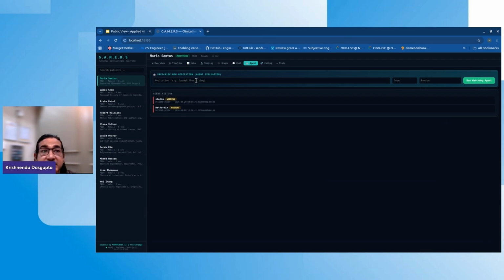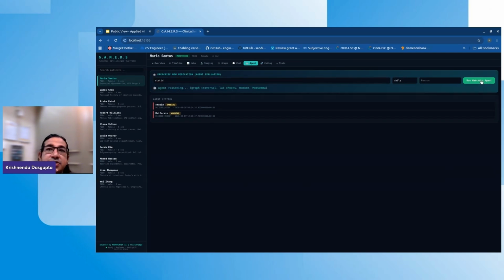So in the agent, let's say I ask whether the person can take statin daily. I have already tried this on the agent history. So over here, the agent is trying to reason through different graph traversals, through lab checks, RxNorm, and then it's trying to find out whether statin can be prescribed to the patient or not. But then again, whether it can be done or cannot be done is one of the most important things when it looks into it.